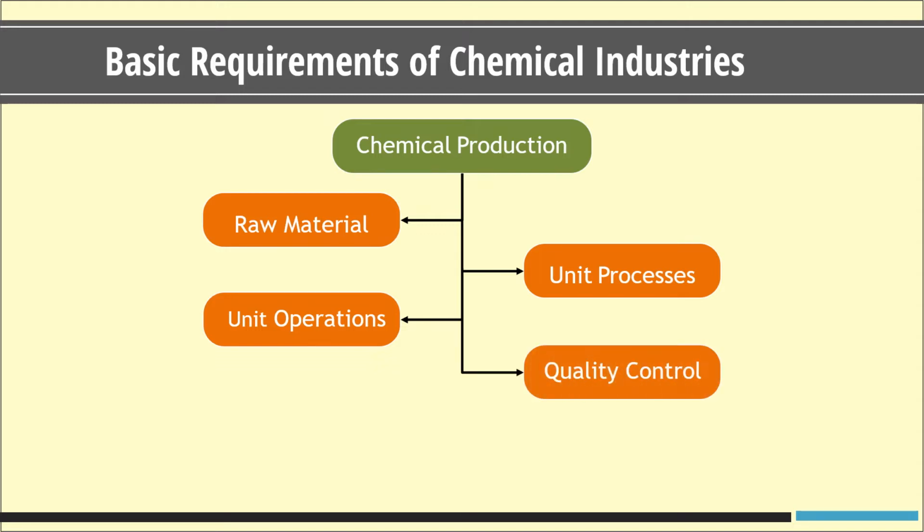Then after formation, the product should be of good quality. So for that, what is required is quality control. So quality control is necessary. Then next is the process control. What is process control?